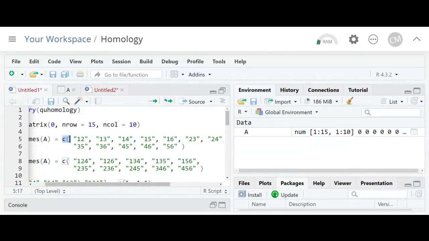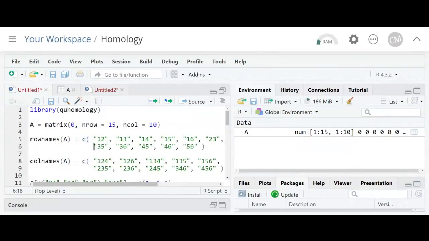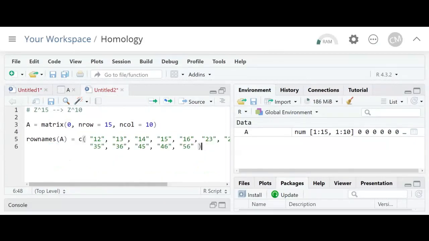So C, that stands for combine, and this is the vector. It's basically a vector. So I'm going to copy this. So this is basically how you write it out. Right, so it's combine, so it's like vector. This is the first coordinate, this is the second coordinate, that's the third coordinate, that's the fourth coordinate, and so on. And by putting them in quotation marks, I'm telling the computer to treat that not as numbers, but as symbolics.